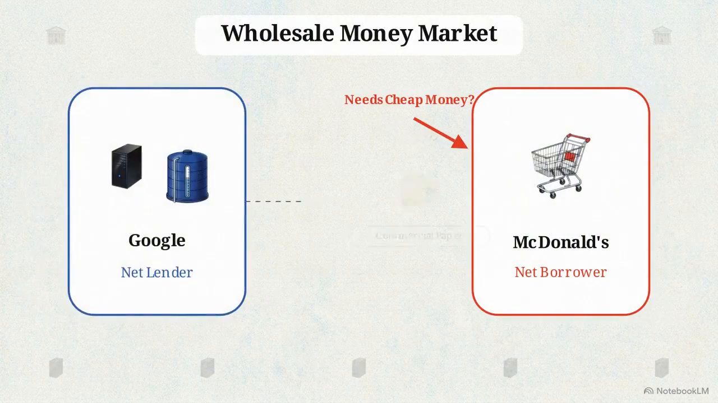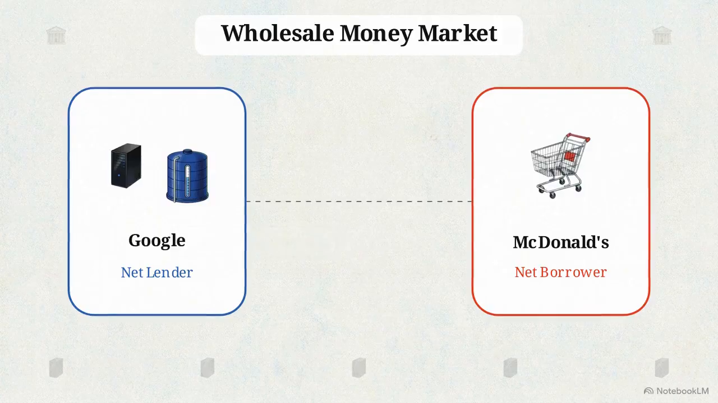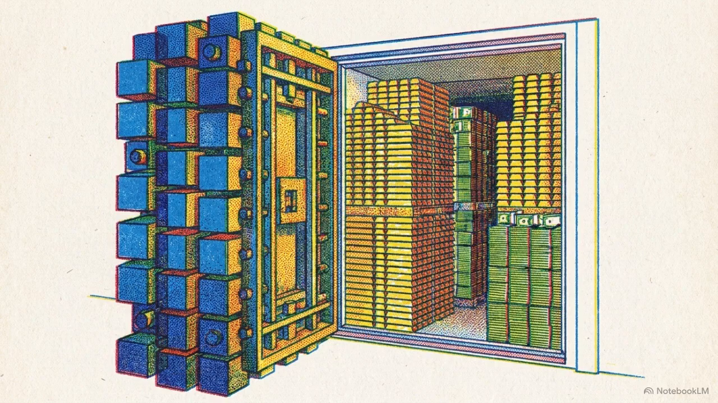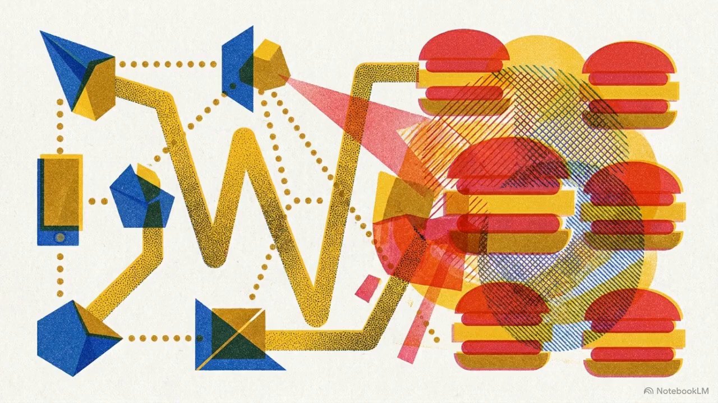The buyers of that commercial paper are often cash-rich institutions and corporations searching for safe, short-term yields. In practice, Google effectively functions as the shadow bank funding McDonald's stock buybacks. Corporate finance is an ecosystem, with tech giants providing the liquidity that legacy brands use to leverage their returns.